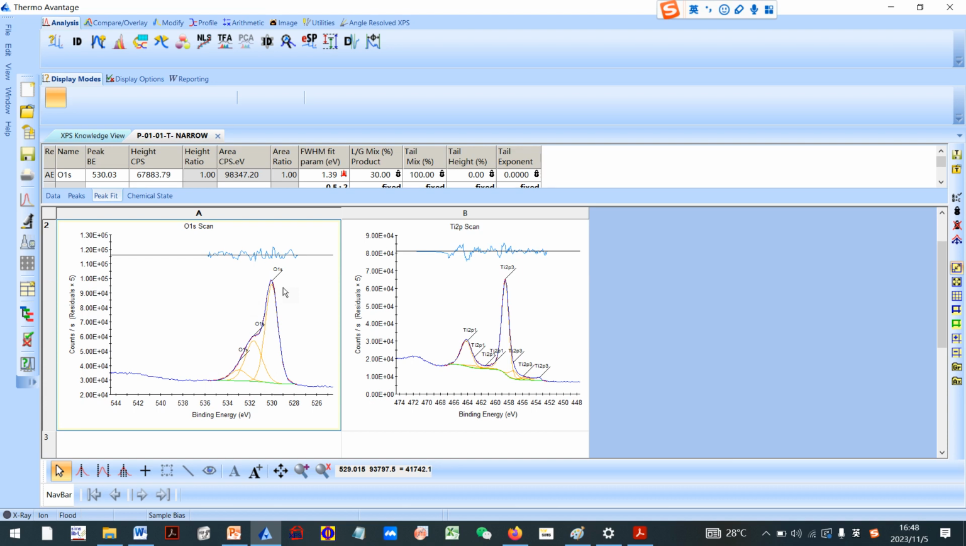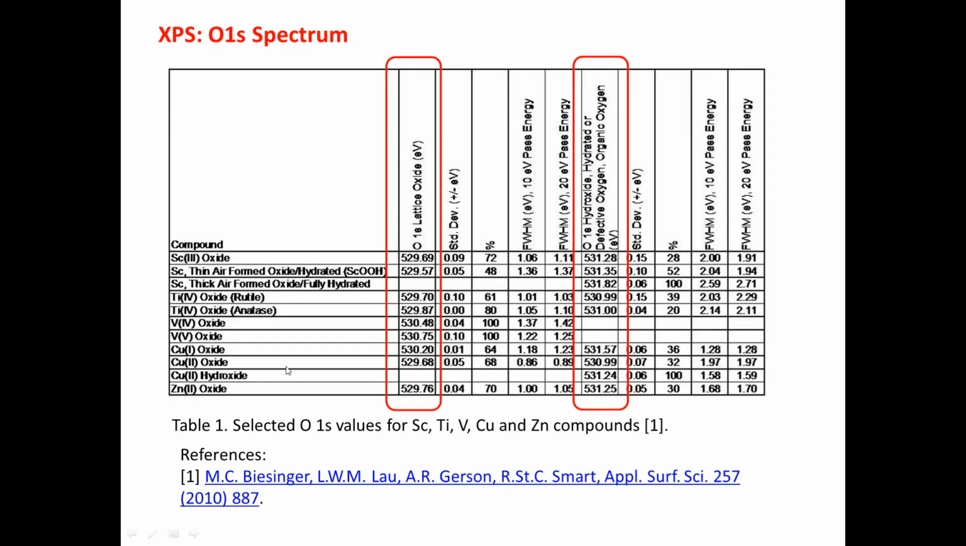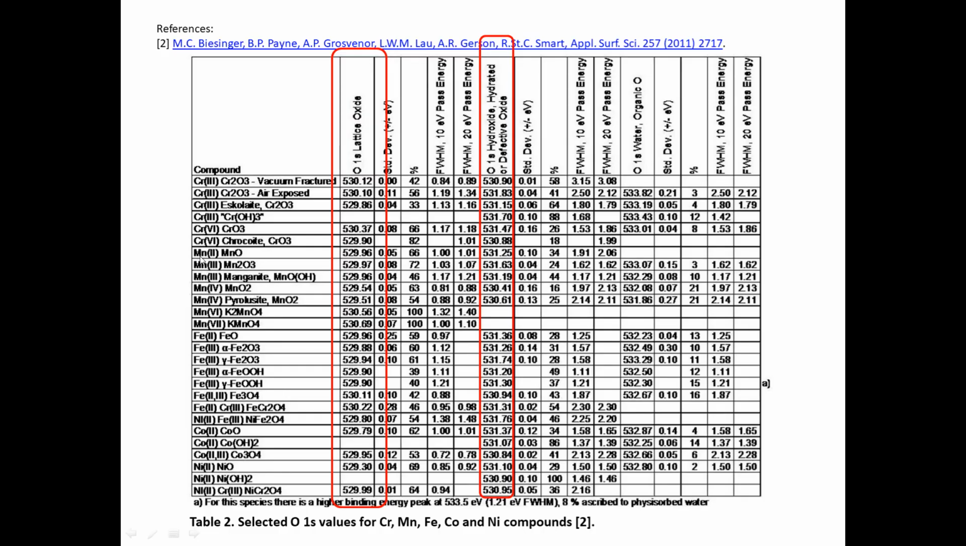First, it should be noted that most transition metal oxides have their oxygen peak around 530, and the peak width is narrow compared to other components. This includes titanium oxide, you can see the lattice oxide, vanadium oxide, copper oxide, zinc, chromium, manganese, iron, nickel, and cobalt. The lattice oxides are all around 530.